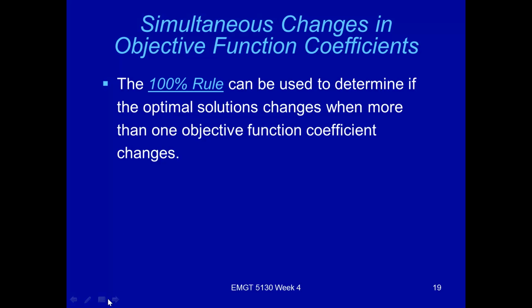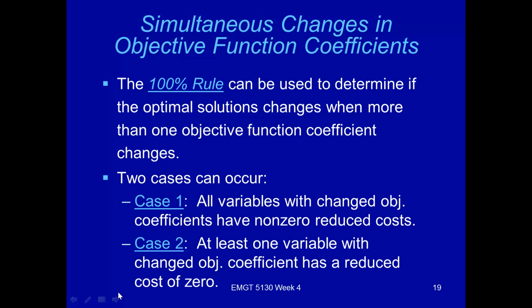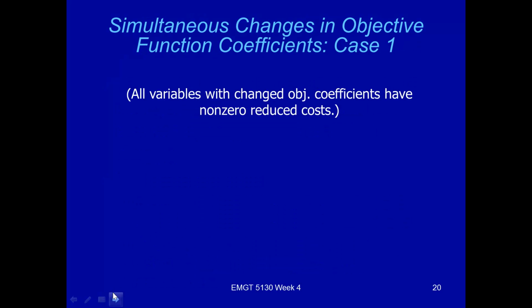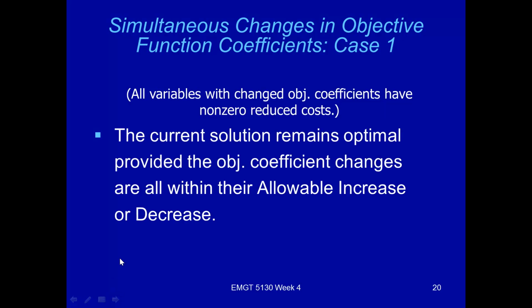There are 2 cases. Case 1: all variables with changed objective coefficients have non-zero reduced cost. Case 2: at least one has zero reduced cost. We'll look at the first case first. If all variables with changed coefficients have non-zero reduced cost, we'll talk about reduced cost later, the current solution remains optimal if those changes are within the allowable increase or decrease. So that's an easy case.